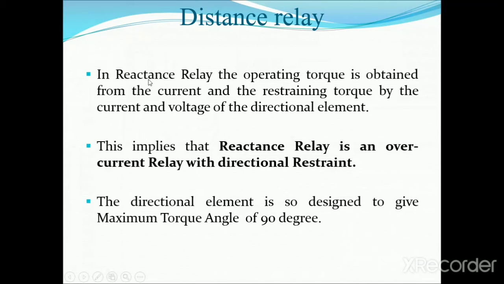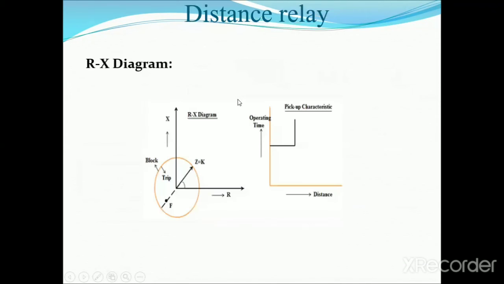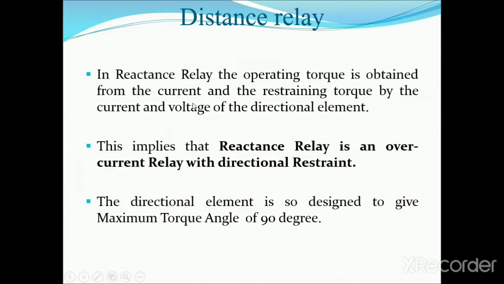In the reactance relay, the operating torque is obtained from the current and the restraining torque. This type of relay is a high speed relay. The reactance relay is a high speed relay.